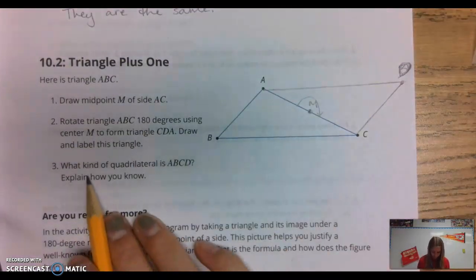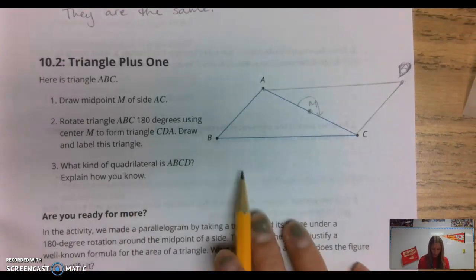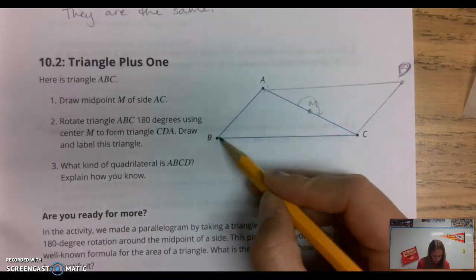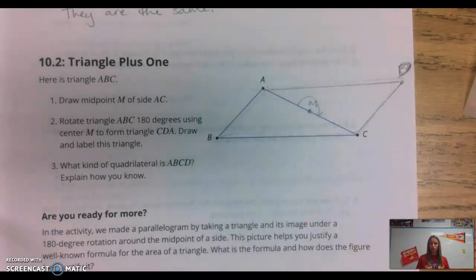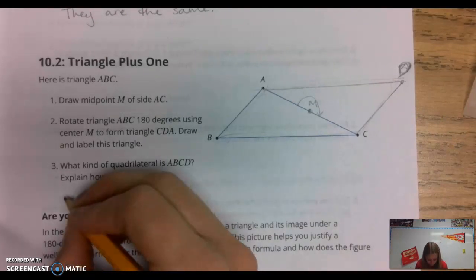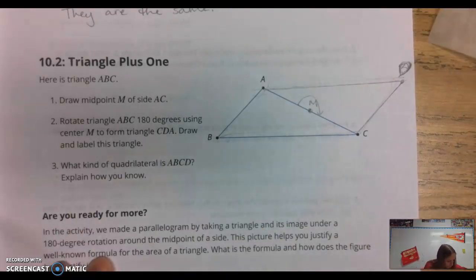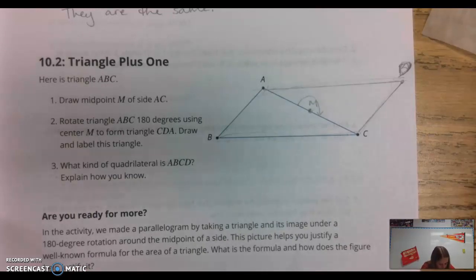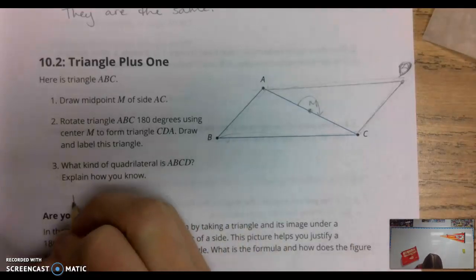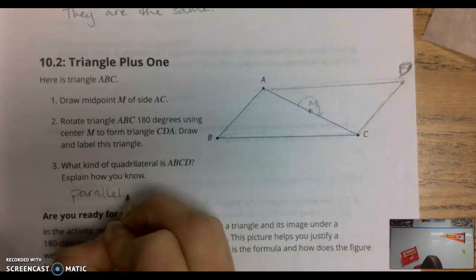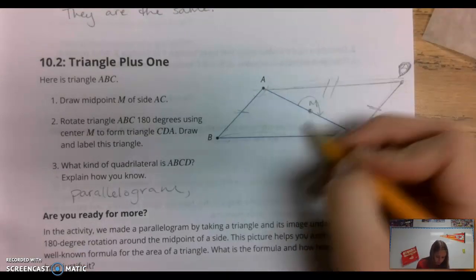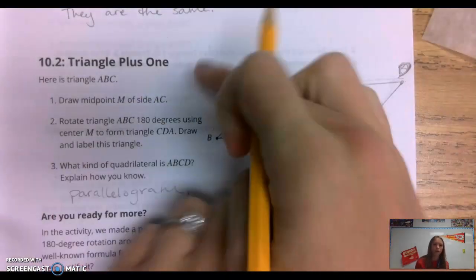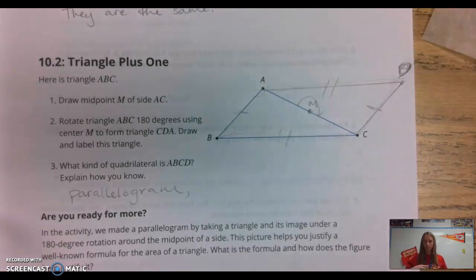And so now it says, what do we know about quadrilateral A, B, C, D? So we're looking at this shape as a whole now. Well, we can call it a parallelogram, because these opposite sides are parallel. They will never run into each other, so we can call that a parallelogram.